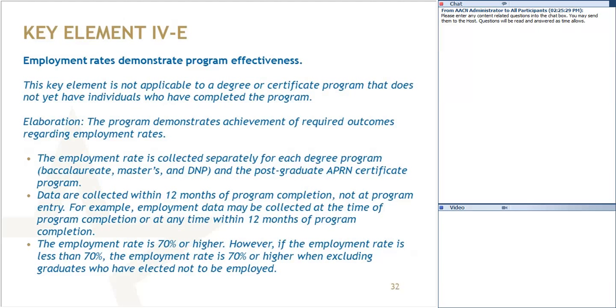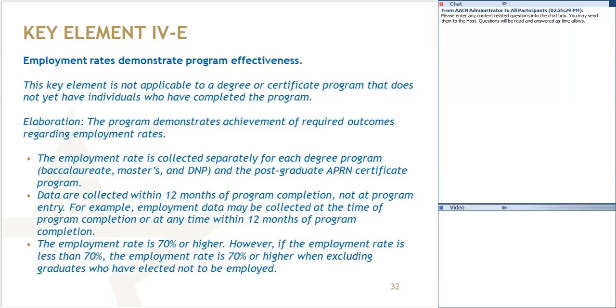You have to collect your data separately for each degree program or a postgraduate APR certificate program that is being reviewed for accreditation. And you have to collect this data within 12 months of program completion, not at program entry. That's there because what we found in the past is sometimes schools would collect the data when they admitted students to their program and would say, well, 100% of our students are employed because they're all RNs and they're enrolled in our RN to BSN program. But that's not what we're looking at. What we're looking at is at the completion of the program, what percent of your students are employed.